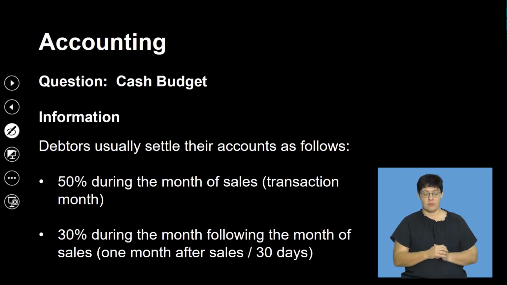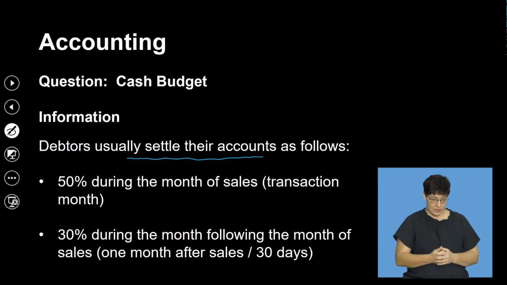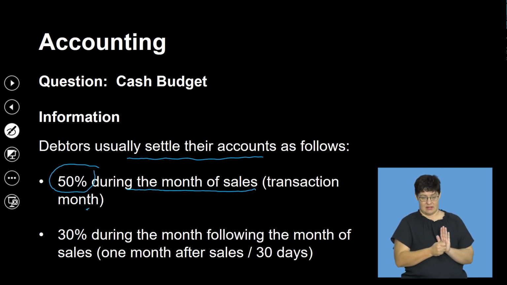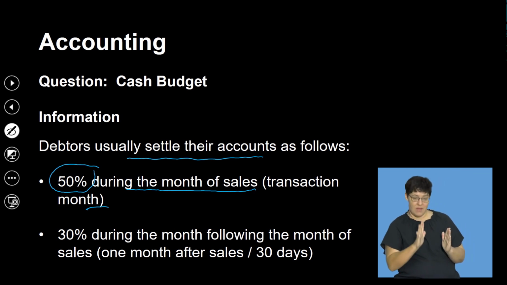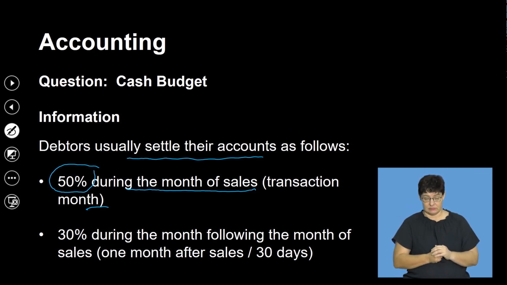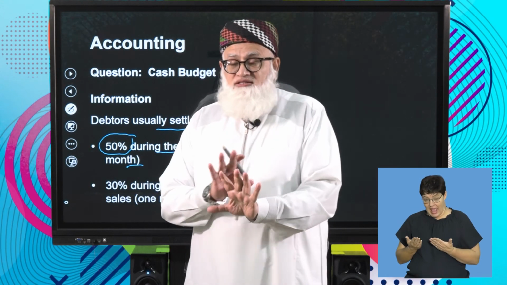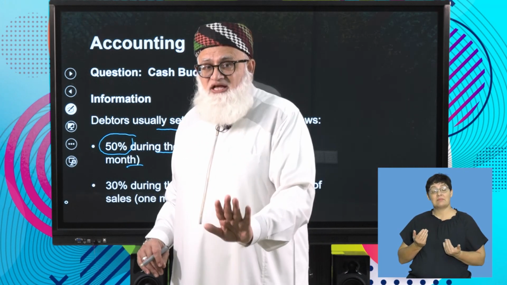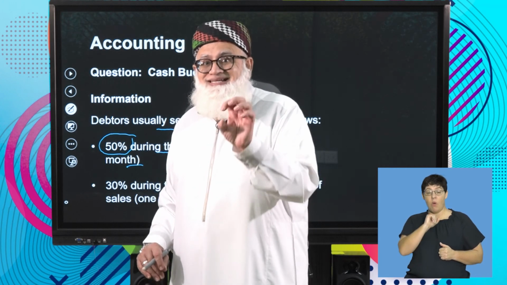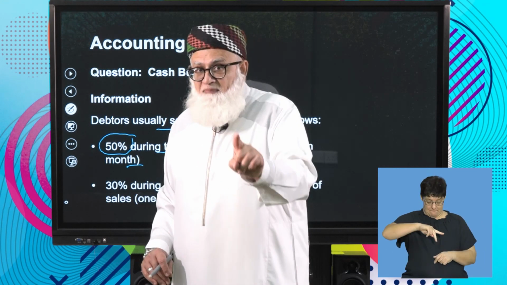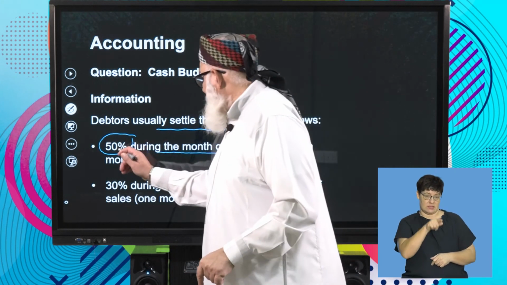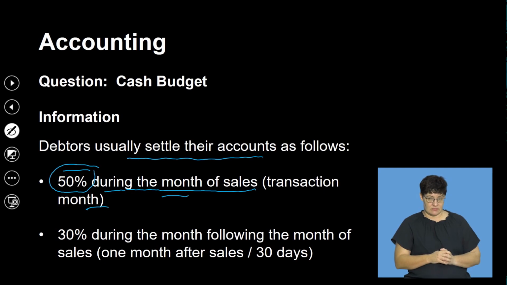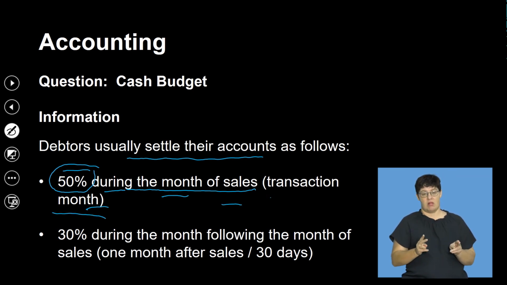Watch. They settle the accounts as follows. 50% during the month of sales, that means in the transaction month. So an example of that would be, if you sold goods on credit in August, then you expect, now this is where the challenge comes in. Based on this question here, you expect 50% of the August credit sales to be paid in August. They're telling you that. 50% during the month of sale, normally the transaction month.